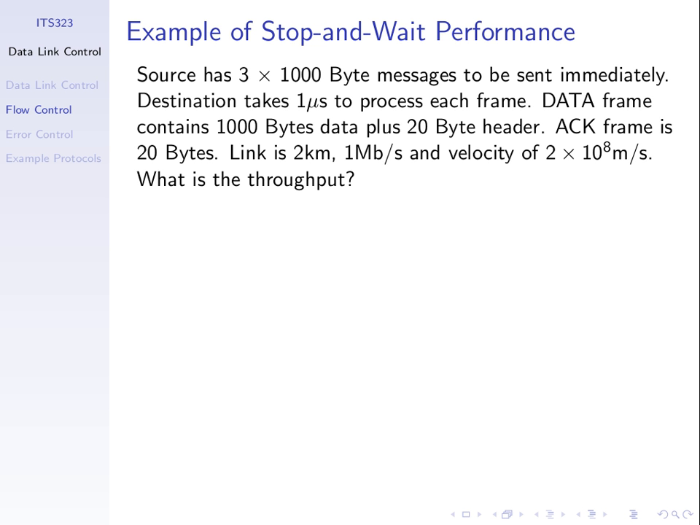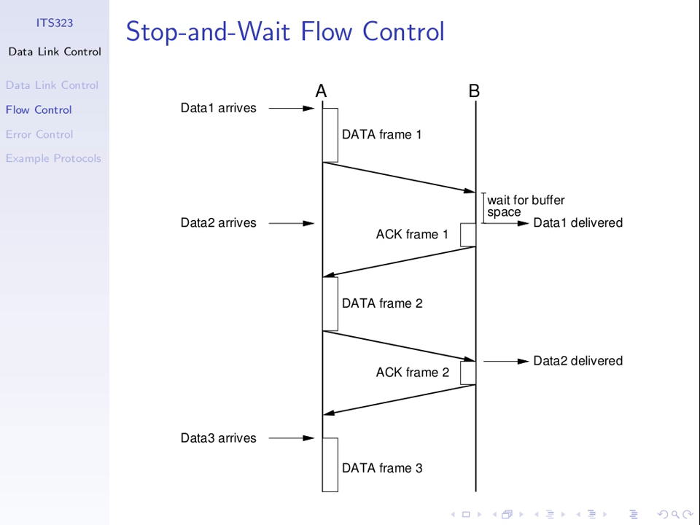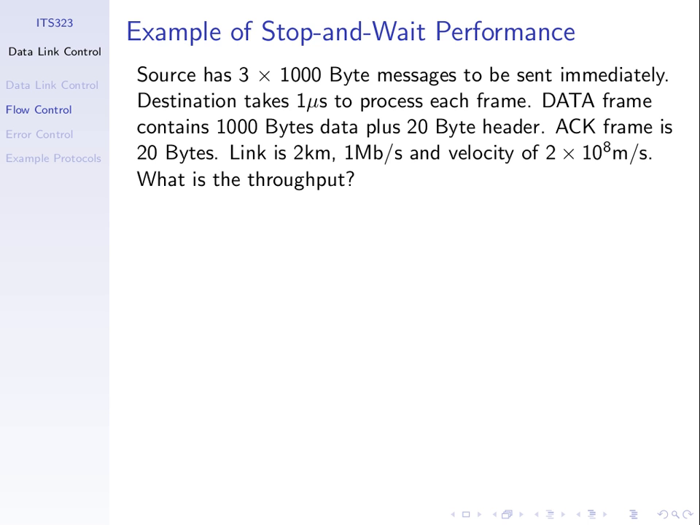When a destination receives a data frame, it takes 1 microsecond to process that. So think of this time here as 1 microsecond. We receive a data frame, 1 microsecond later, we've processed it, we can send back an ACK. An ACK is just a header, so it's just 20 bytes in length.